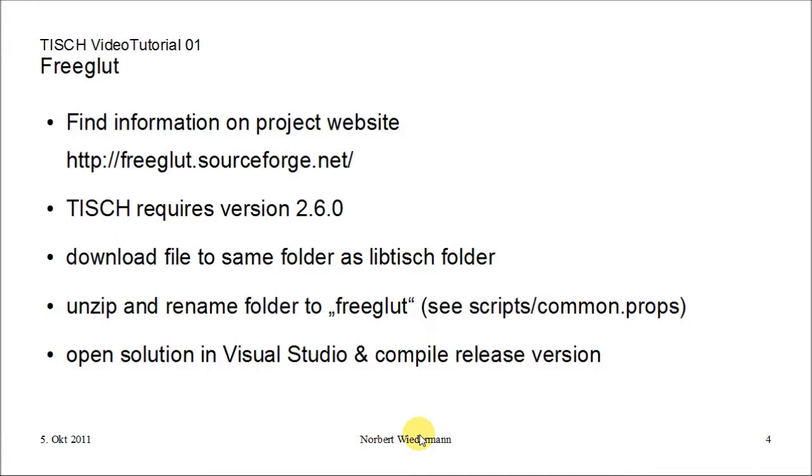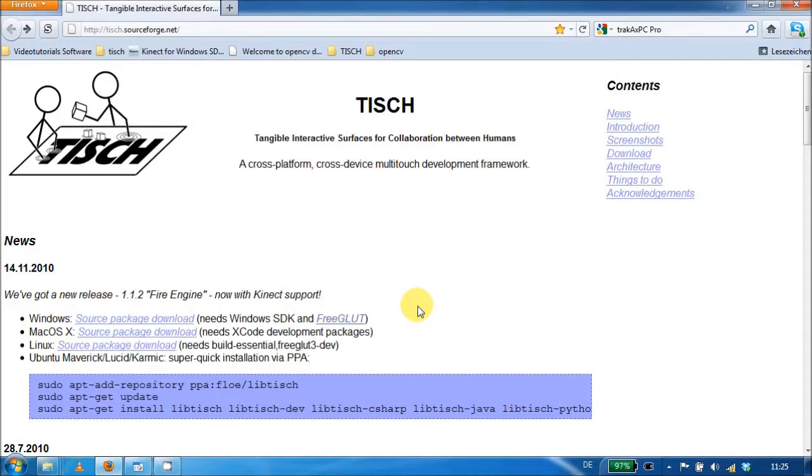We also need Freeglut in order to get the TISCH library running. Okay, let's switch back to our web browser and follow the link freeglut.sourceforge.net. Here I have my web browser, and as you can see, Freeglut is also directly linked from our TISCH library website.